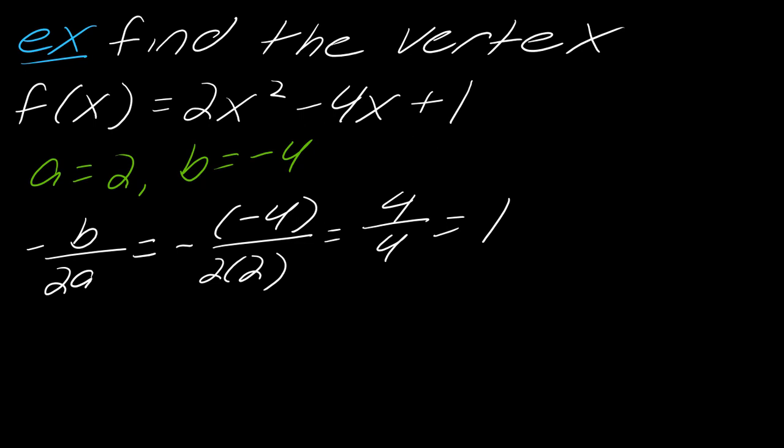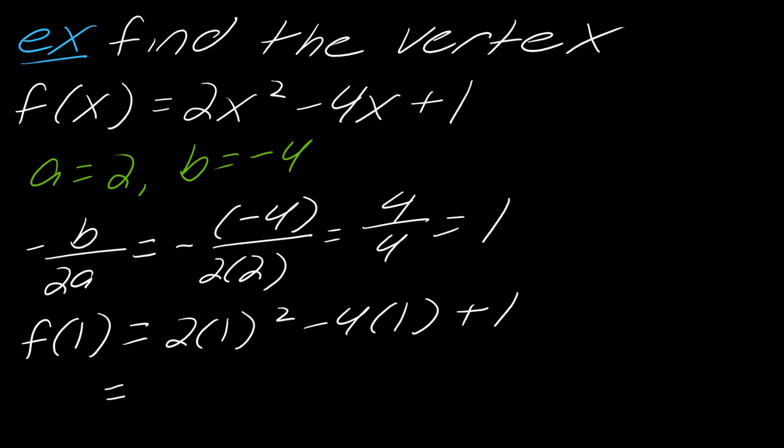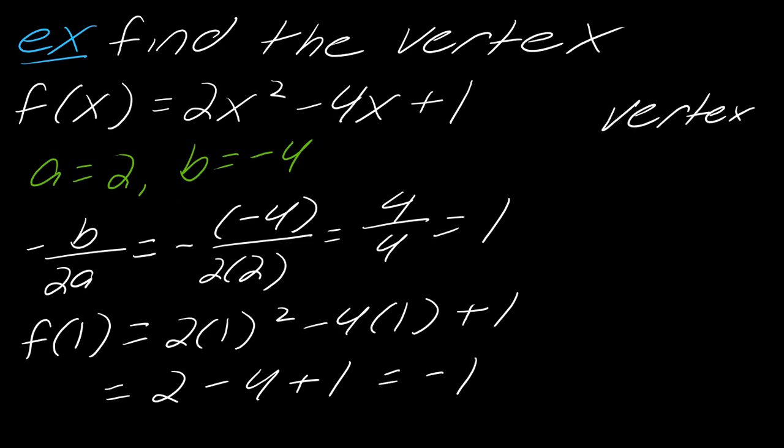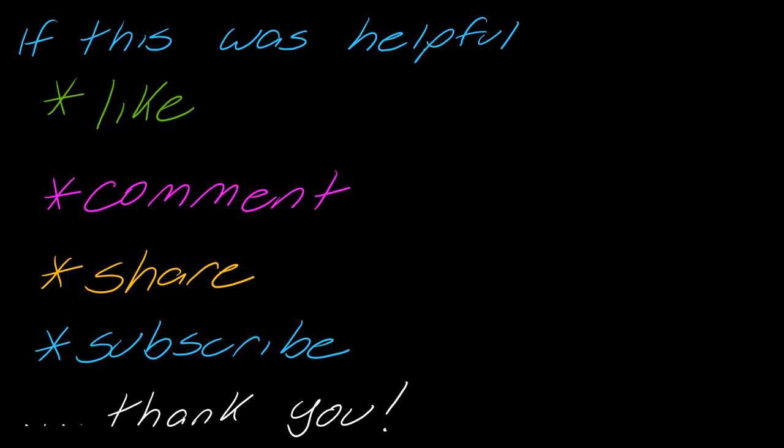Now you want to take that 1 and plug it into the function. So I just plug it in like you see here, and this becomes 2 minus 4 plus 1. So let's see, that's going to be negative 1. So my vertex then is the point (1, negative 1). That's an alternative way to find the vertex if you don't want to go through all the work of completing the square.